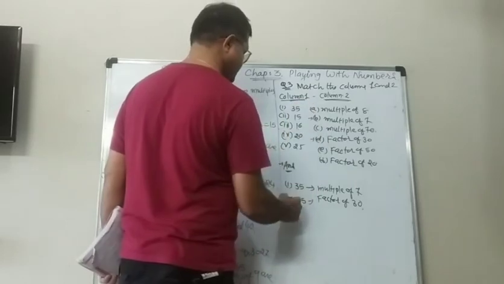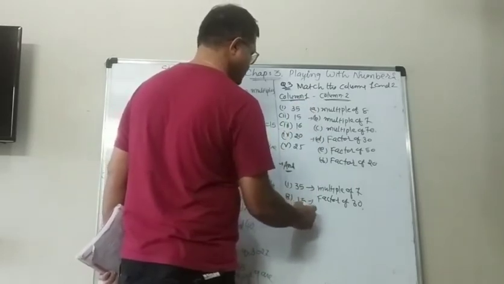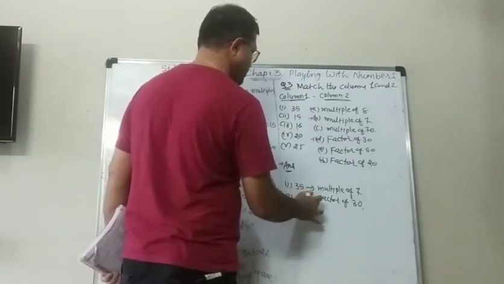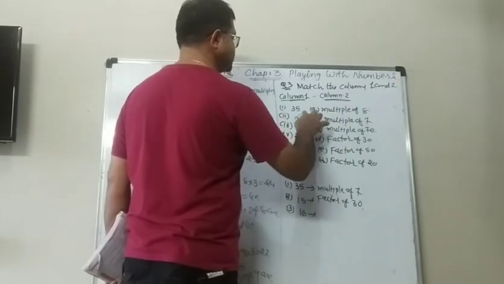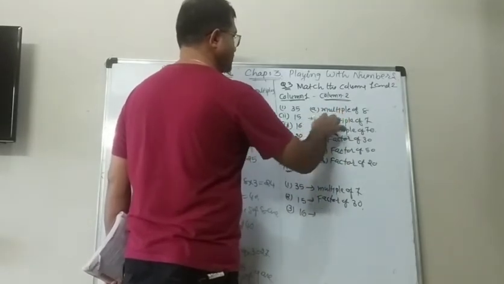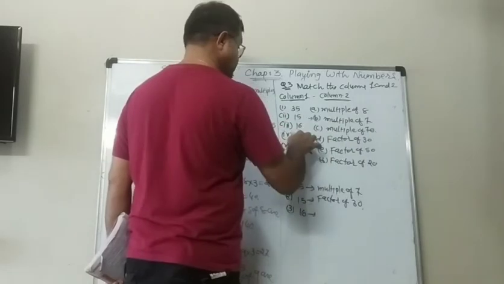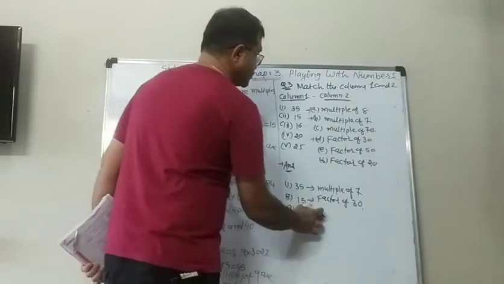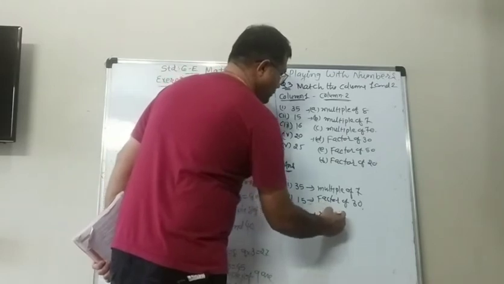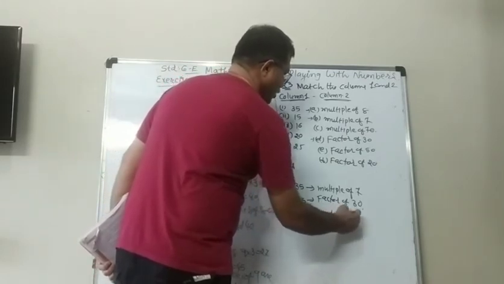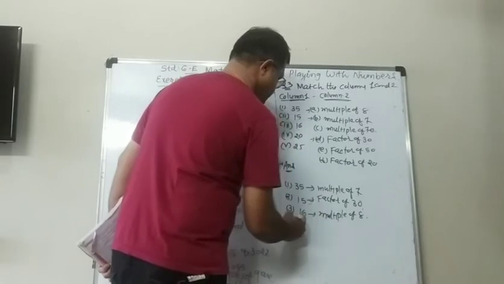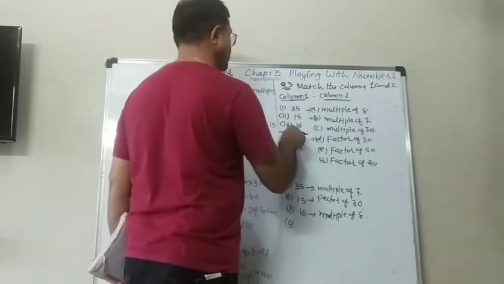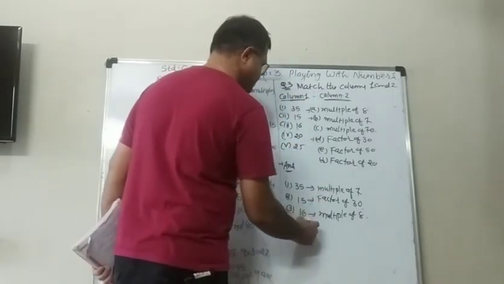Now the third one is 16. What will come with 16? So again we start from the first one. Is it a multiple of 8? Yes, 8 twos are 16. So A is also gone. So answer is multiple of 8.